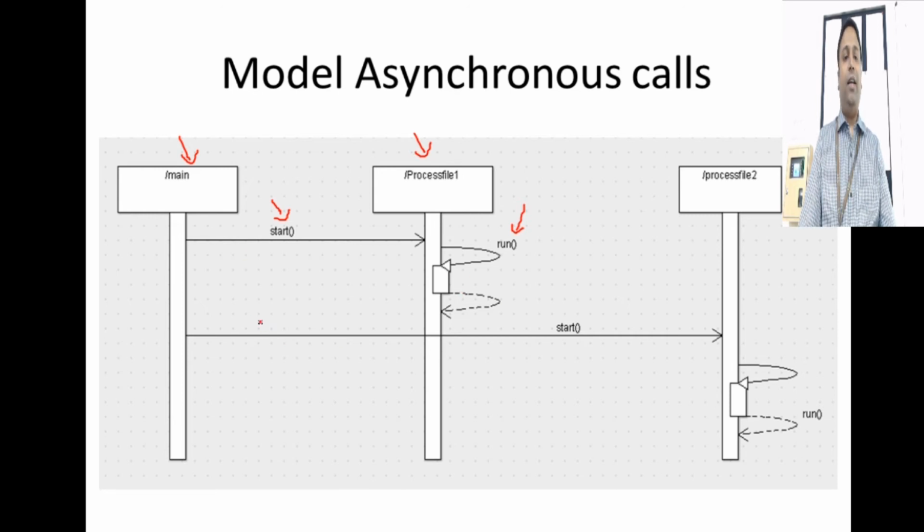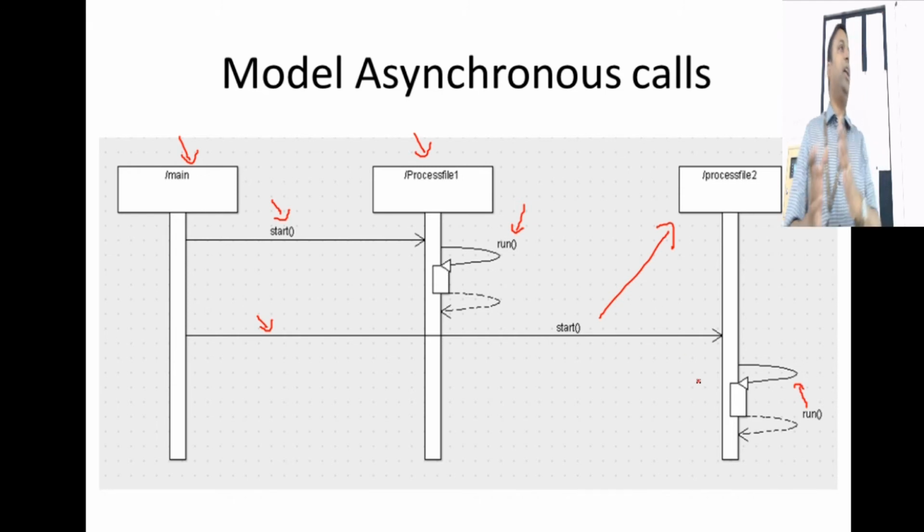Likewise, I am starting another thread, start method for object 2. So this will again invoke the run method for writing to file 2. Parallelly, these two threads will execute and complete. And we are not waiting for any return here. There is no return to the main. Because it's a thread, it will execute independently and finish.